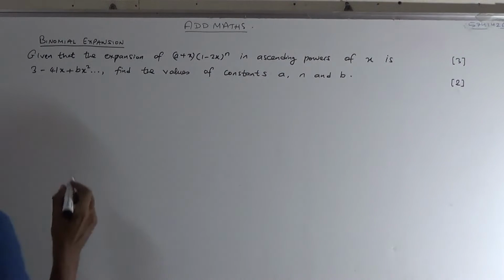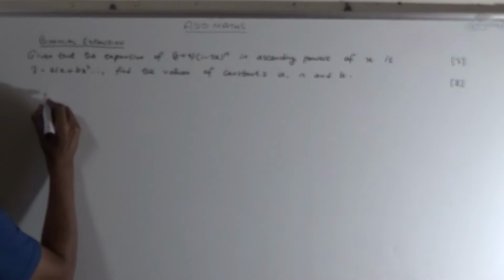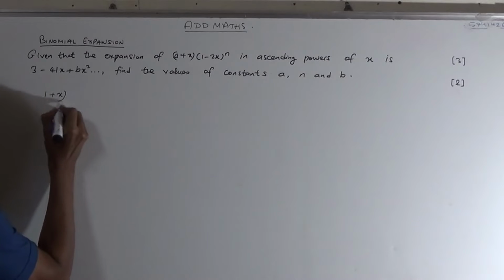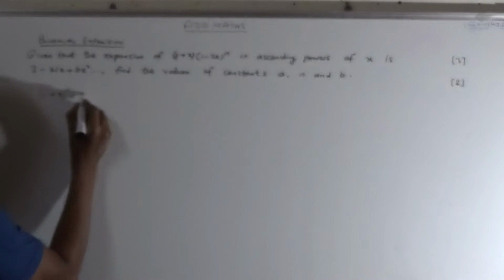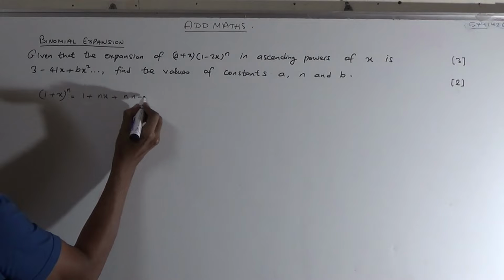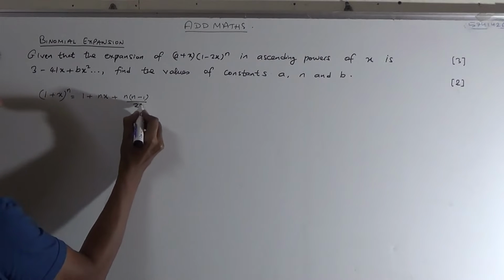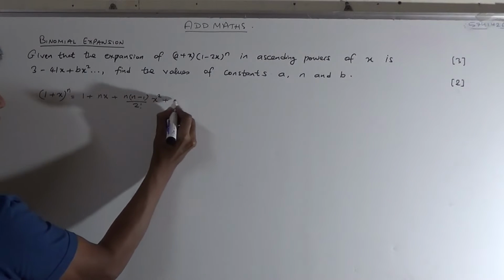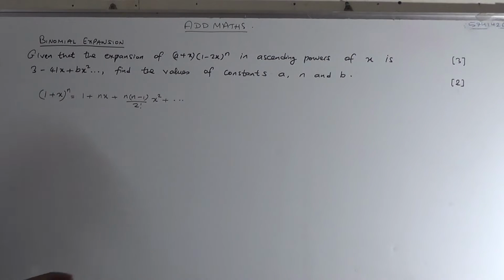The first thing I'm going to bring into perspective is (1 + x)^n is equal to 1 + nx + n(n - 1)/2! times x^2 + and so on. We're going to use this formula to be able to do this question.